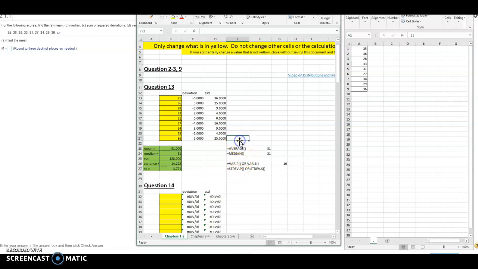This is just a basic video on the basic commands: average, median. If you wanted to find the mode, equals MODE. I just use the generic one, to be honest. That tells you our mode for this data set is 36. It's the one that occurs most commonly. There's variance for a population and for a sample, and standard deviation for a population and a sample. Type in the command and then highlight the data, and you're good to go.